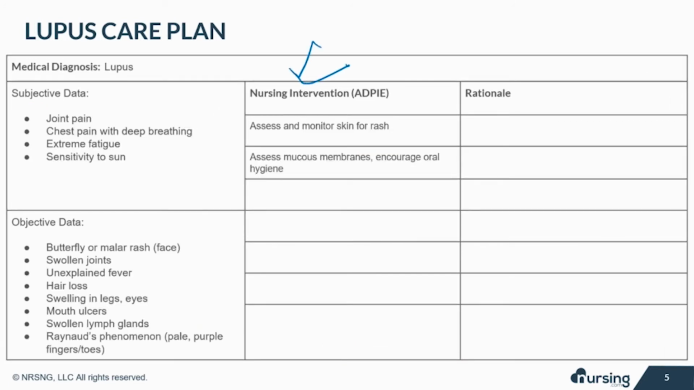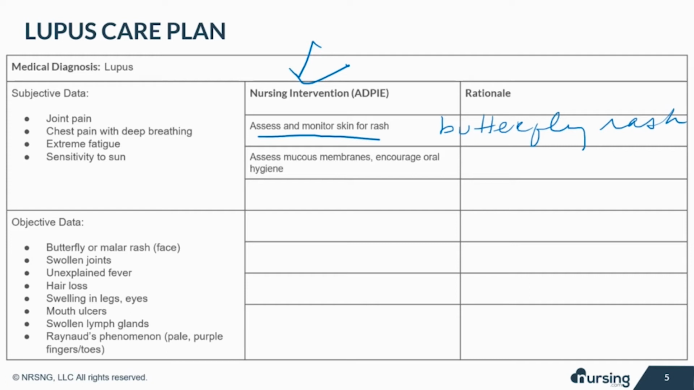So nursing interventions are a critical part of a care plan. So let's take a look at these. Assess and monitor your patient's skin for rash. The hallmark sign of SLE is that butterfly rash across the cheeks and the bridge of the nose. The rash may develop on the face, neck, chest, or extremities.